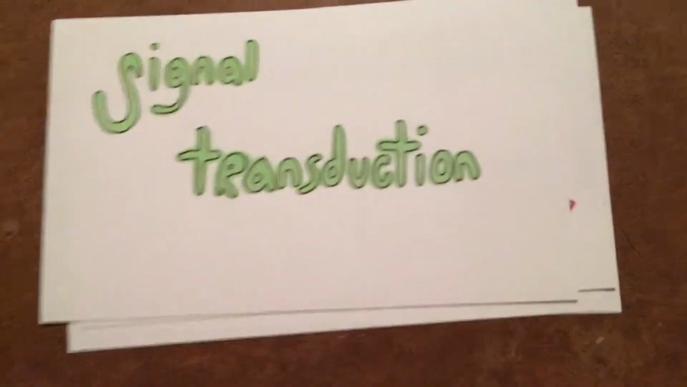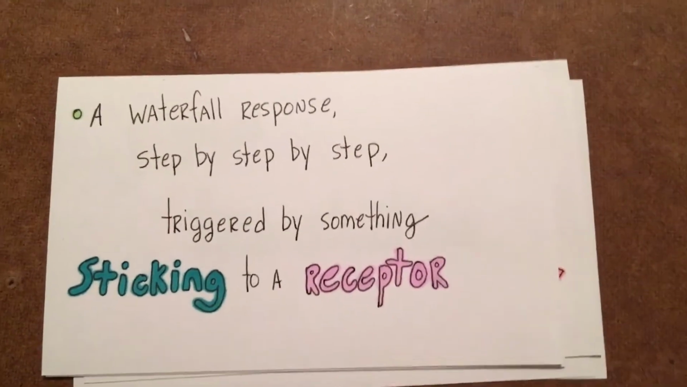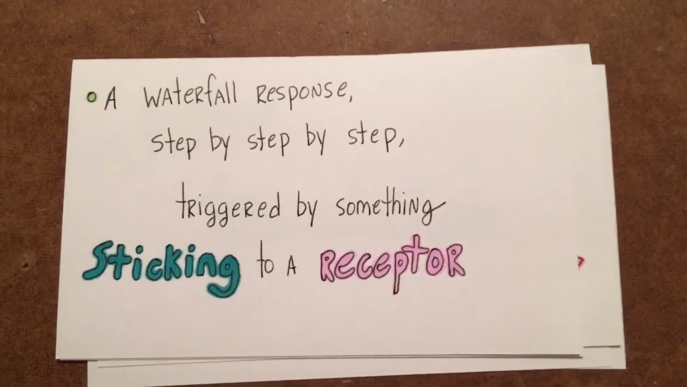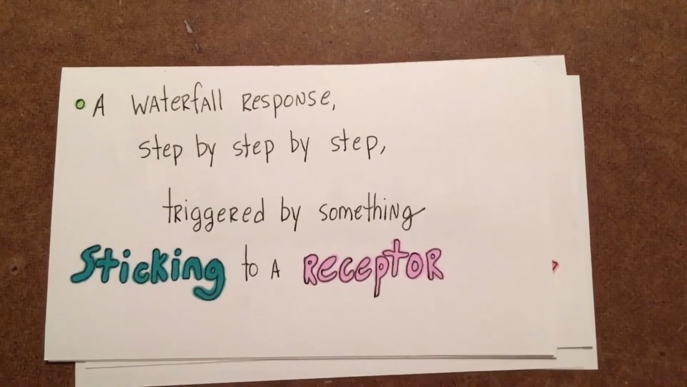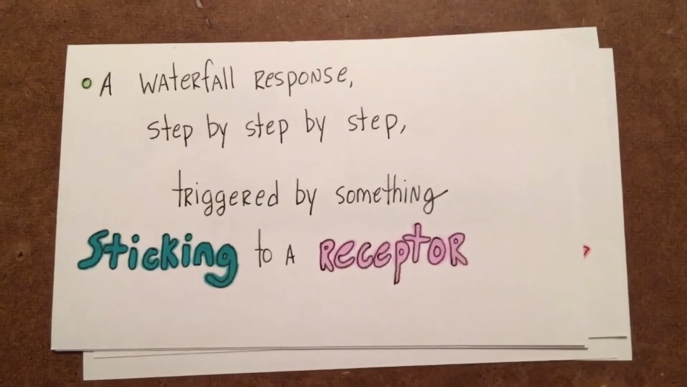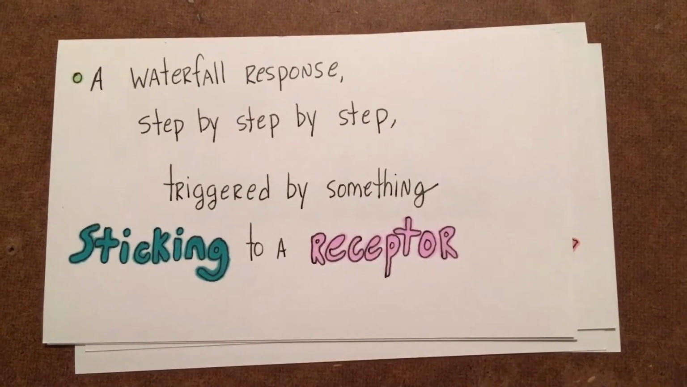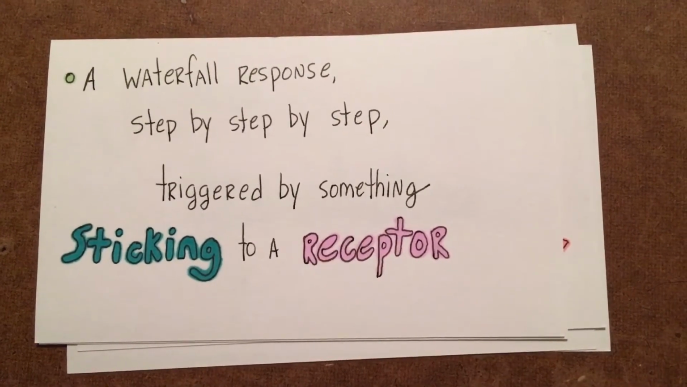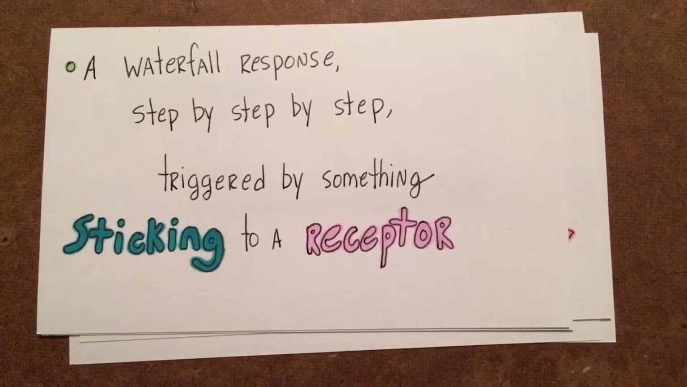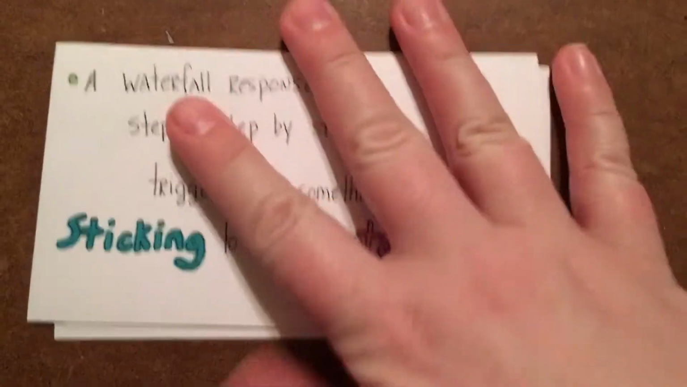This is called signal transduction. And signal transduction is a fancy word with an easy definition. Think of it like a waterfall or something falling down a staircase. Step by step, it's triggered by something sticking to a receptor, and then for instance, in a picture, the receptor let go of a little green ball, and that rolled down and stuck to maybe something else, or bumped into something and made it move. All sorts of different examples that we can think of for that.